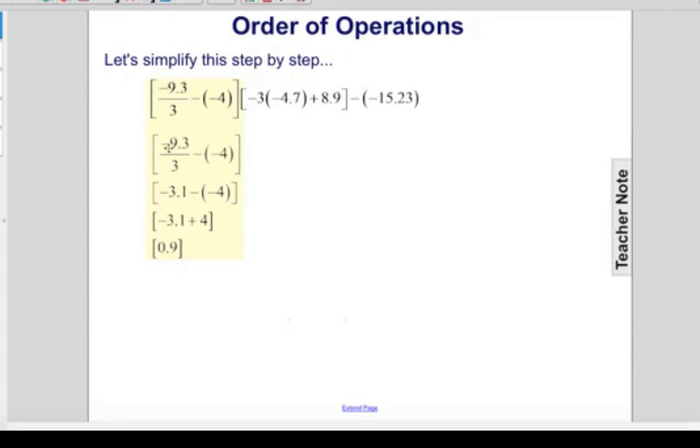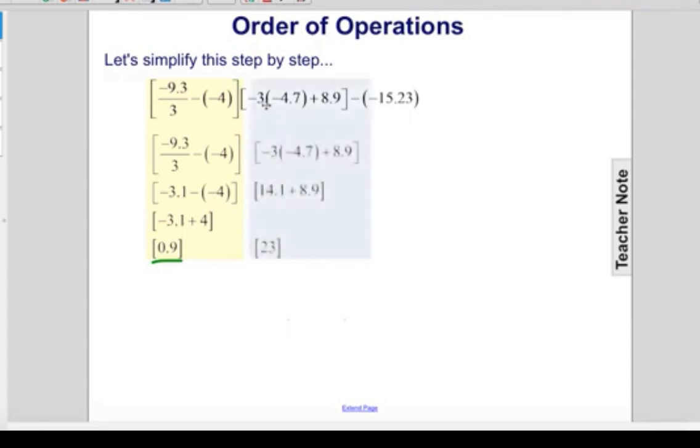So we have negative 9.3 divided by 3 minus negative 4. We do this division before we do this subtraction, because division comes first. So this becomes negative 3.1, and we still have our subtraction problem here on the end. These negative signs cancel into an addition sign, and so everything inside of these brackets is now 0.9.